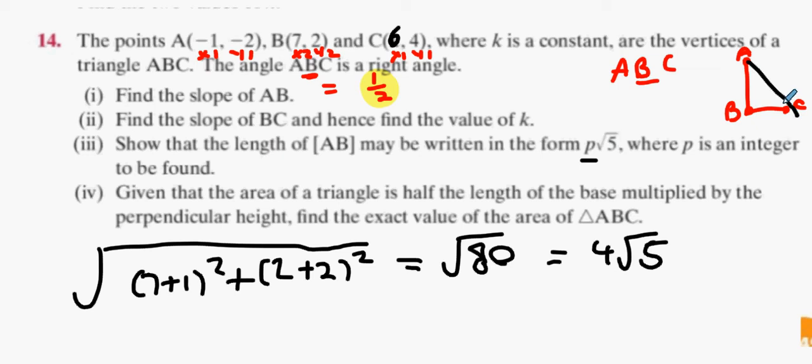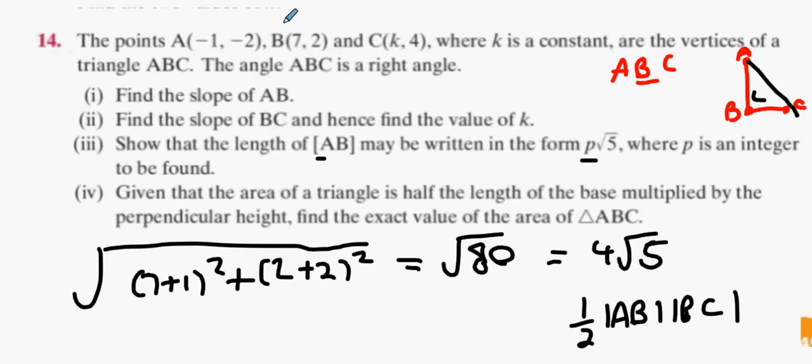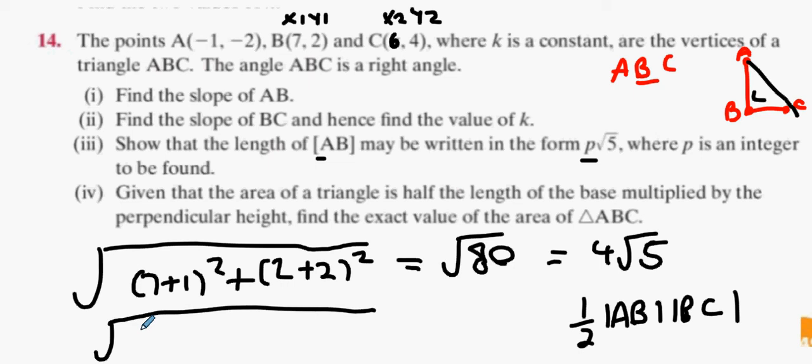Well, we know what AB is, so what do we need to find now? We need to find BC, because the area of the triangle is a half AB multiplied by BC. And I currently don't know the length of BC. So we go back to the top. I put B as x1, y1 this time, and this x2, y2, where that's 6 this time. And then we go around this way, and we get 6 take away 7 squared, plus 4 take away 2 squared. I believe that's going to be root 5.